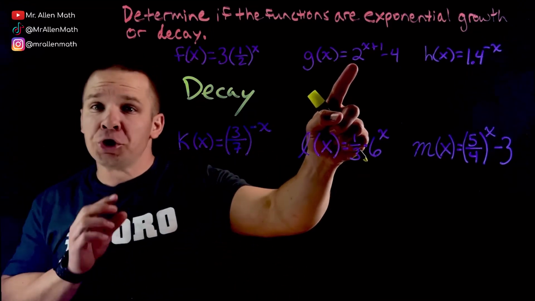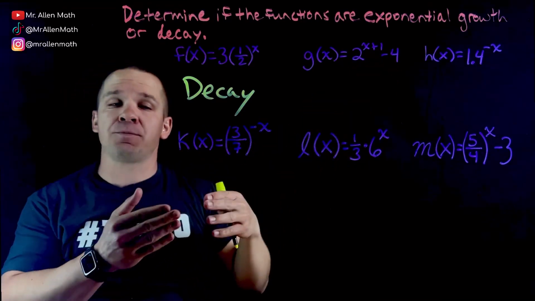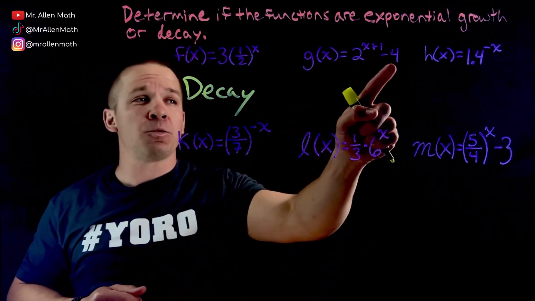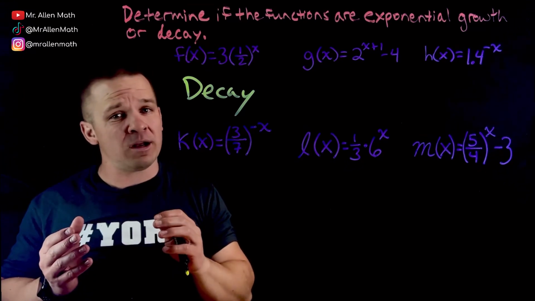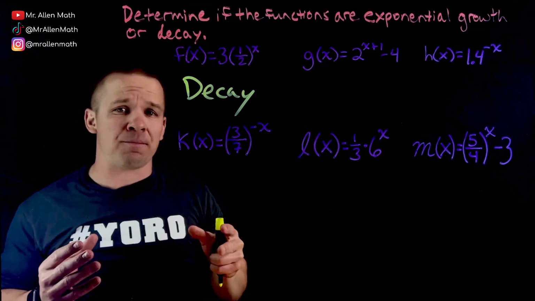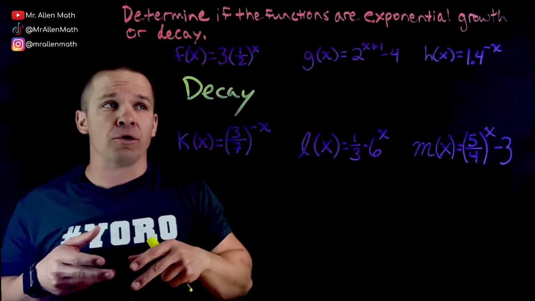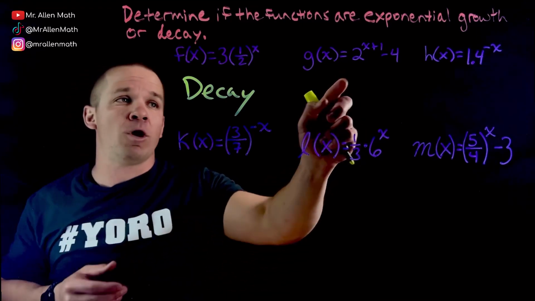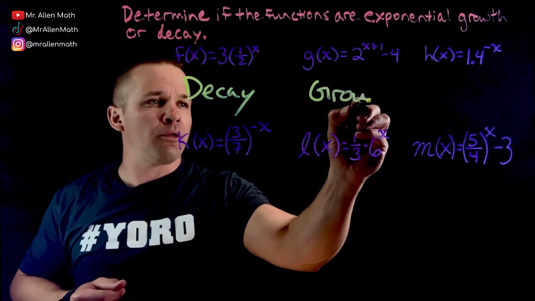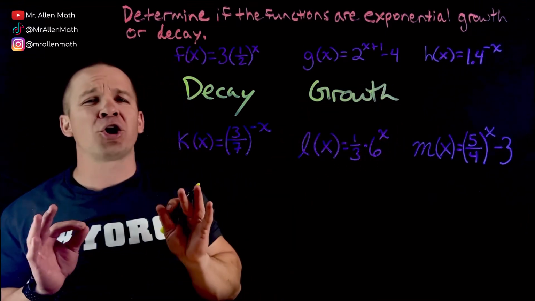All right, next one here, g of x. We have the number 2 being raised to the x plus 1, and then we have minus 4. The plus 1 and the minus 4 are just transformations. It's going to shift that graph to the left 1, and it's going to go down 4. But that does not play into the role of growth or decay. Since this number here, my base being raised to the exponent, is greater than 1, we know we have a growth function.